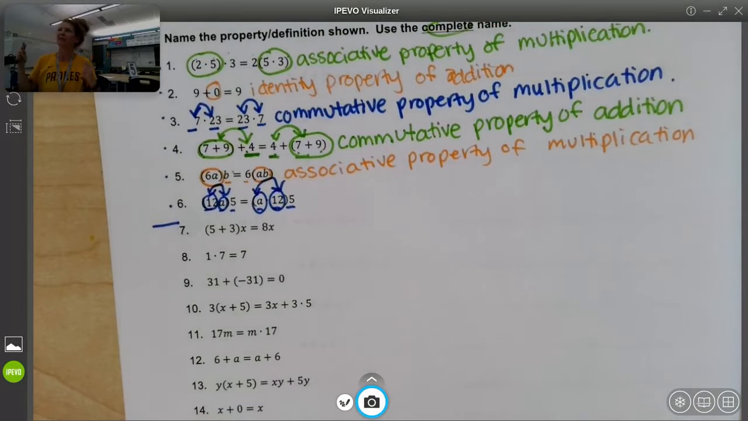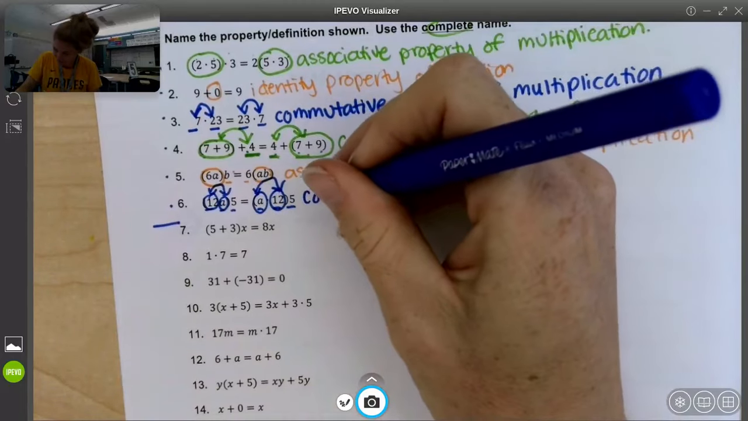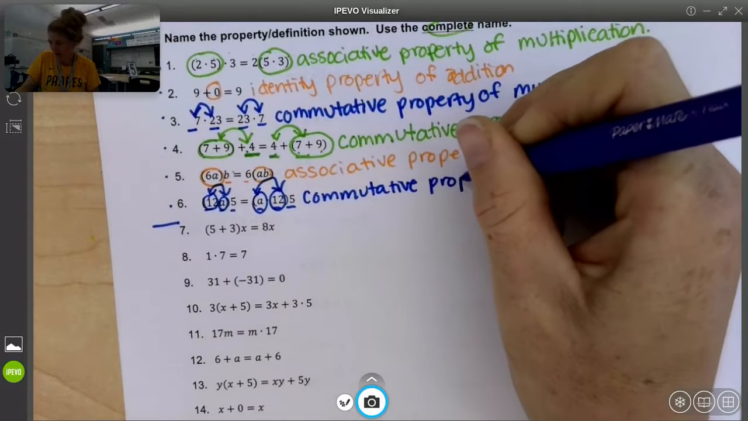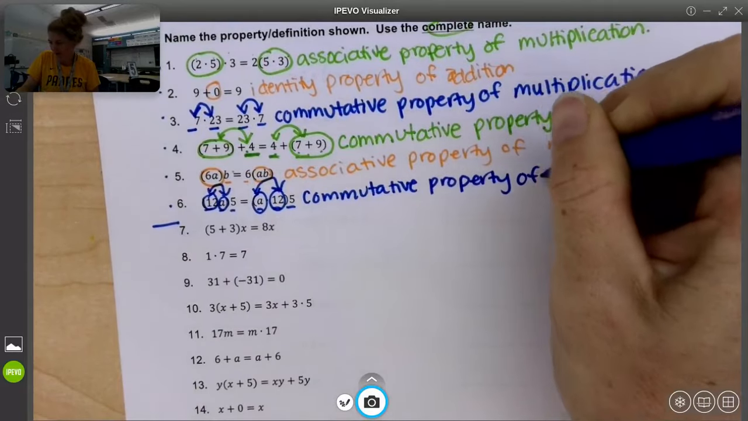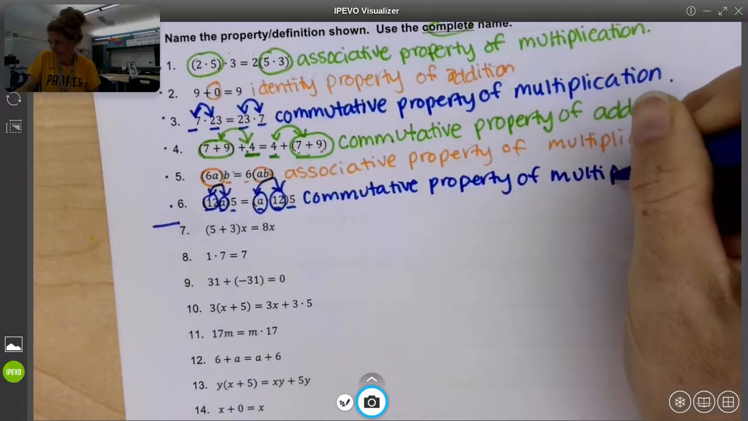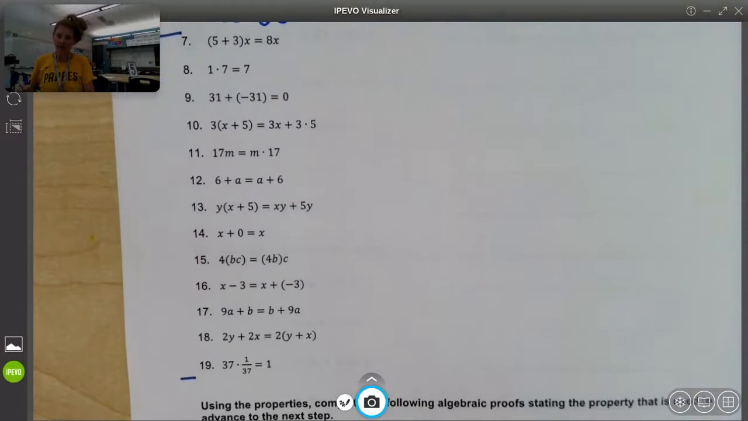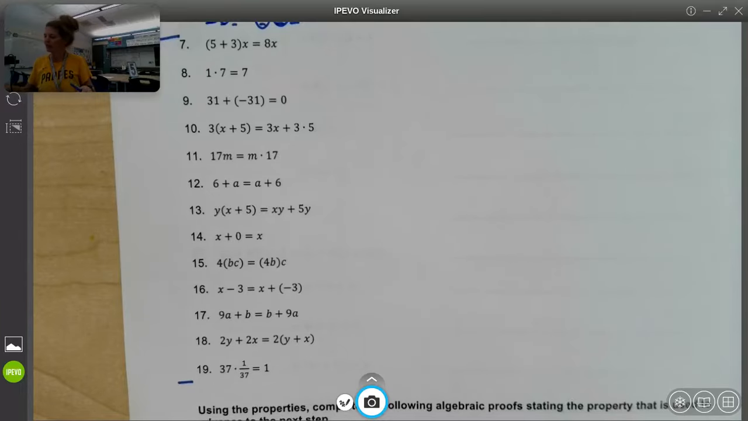And when numbers move, it's like commuting, like moving to work, commuting to work. The numbers are moving, it's multiplying. The property is commutative property of multiplication. Beautiful. You go and finish 7 through 19, pause the video, finish 7 through 19, and we're going to go over them in just a jiff.